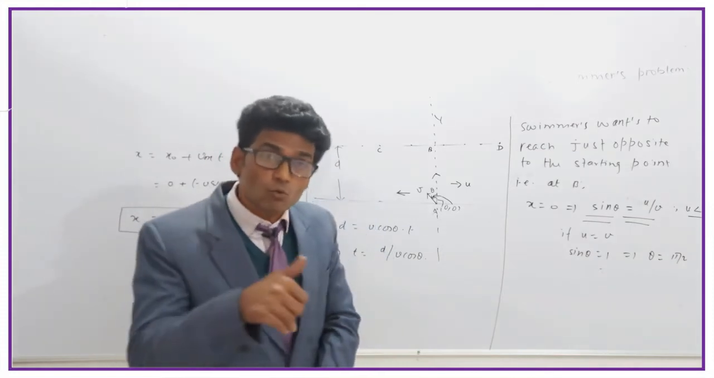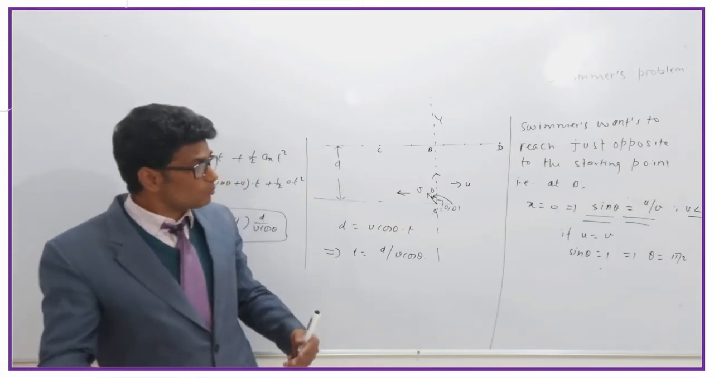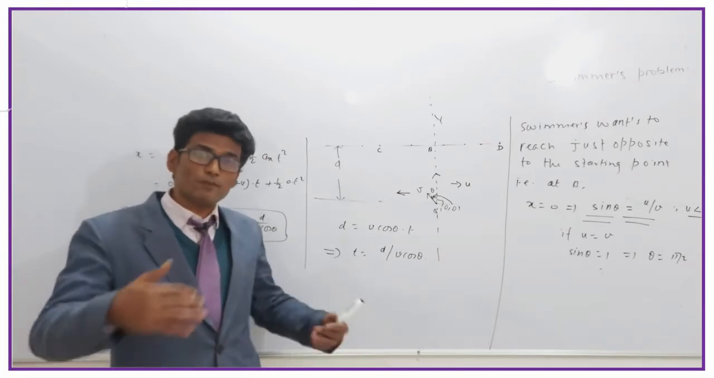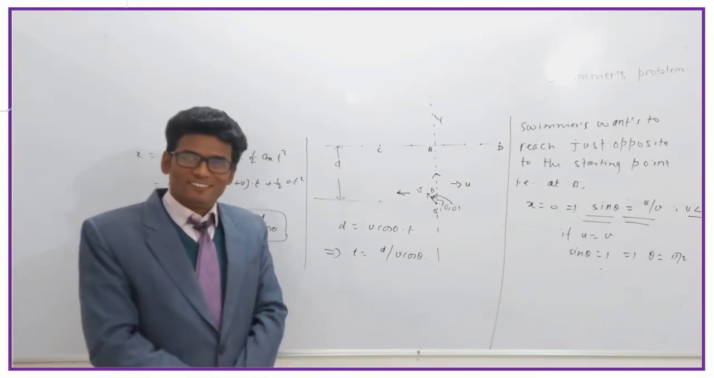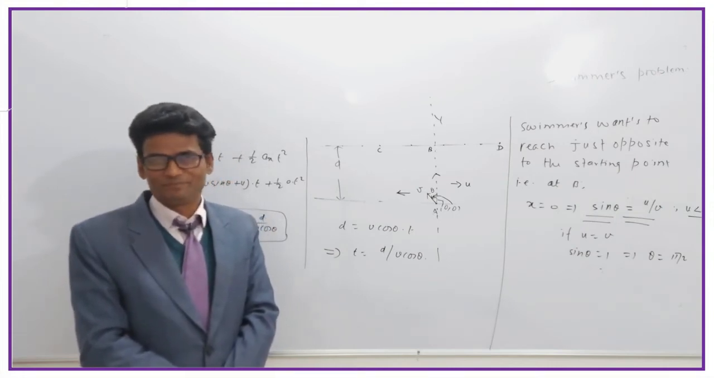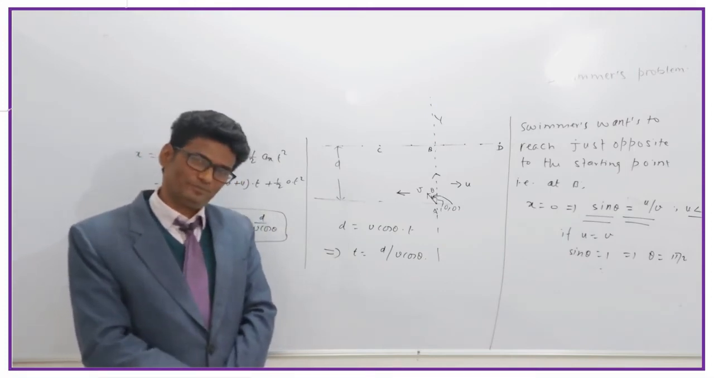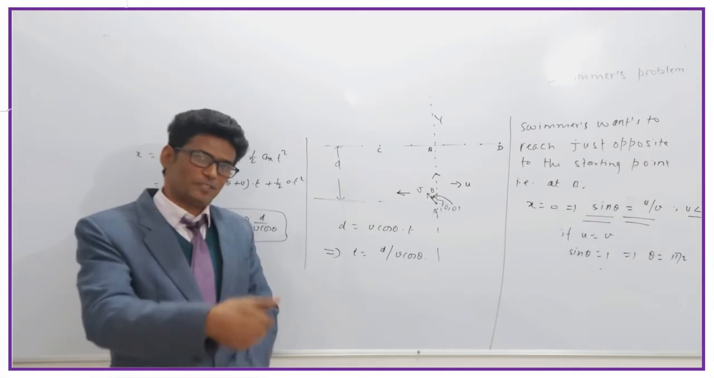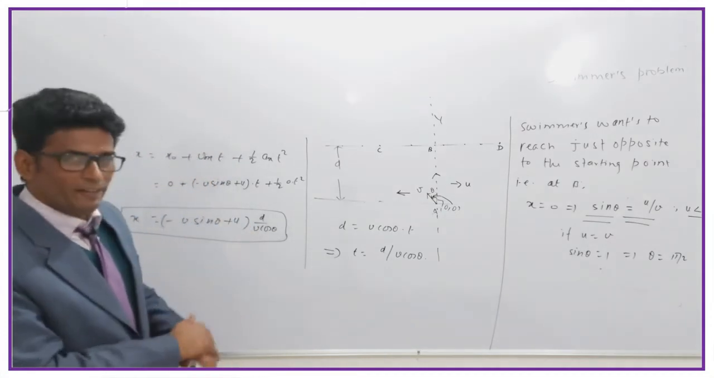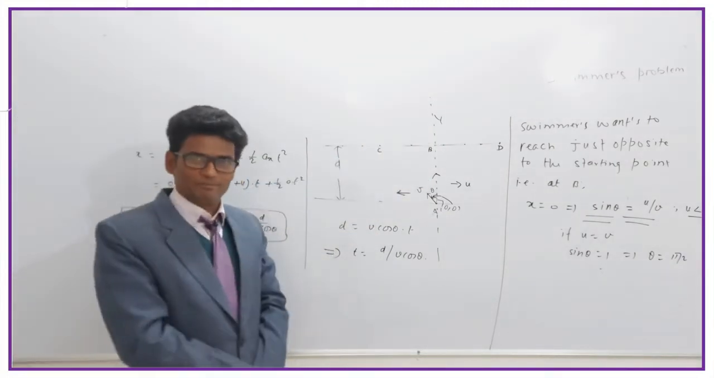But one might argue, sir, is it never possible to swim if the swimmer speed is less than the flow speed? The answer is no. Then how? We will take this situation later on, but right now we want to find the minimum crossing time.